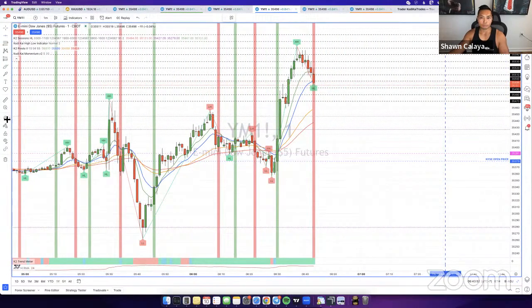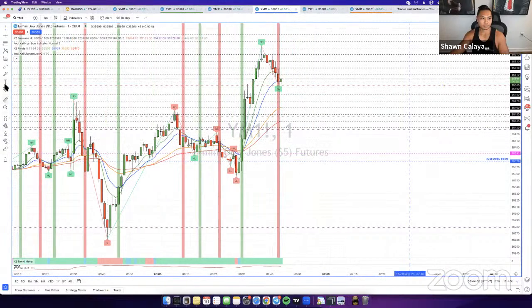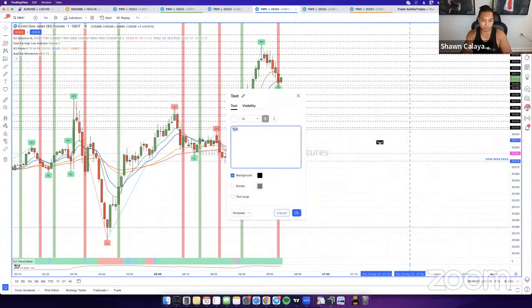So let me mark up a couple more lines because we do have some space here. The volatility is a bit higher due to the CPI news. All right, I think that's enough lines. I'll go ahead and mark up today's overall bias. So retail sentiment is obviously bullish.